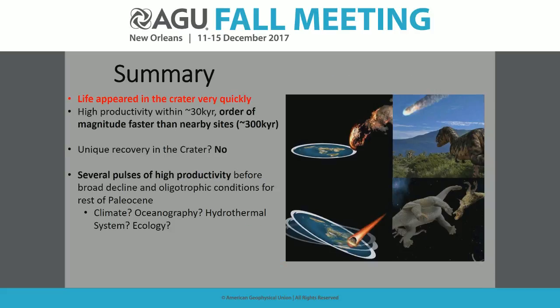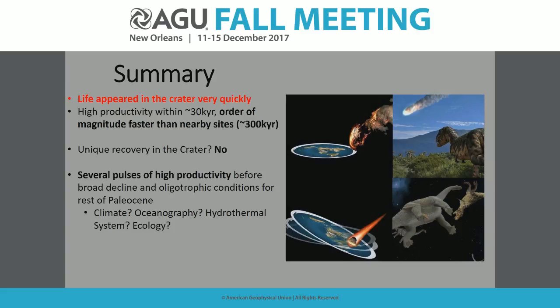So to pull it all together and summarize, life appeared within the crater very quickly. We have high productivity within about 30,000 years. That's an order of magnitude faster than other Gulf of Mexico sites. So there's no geographic trend related to distance from the crater that's controlling the recovery of life. The recovery that we see really isn't unique to the crater. It's similar to other trends around the rest of the world. There are several pulses of high productivity that occur in the earliest part of the recovery before we have a general decline in productivity through the rest of the Paleocene.